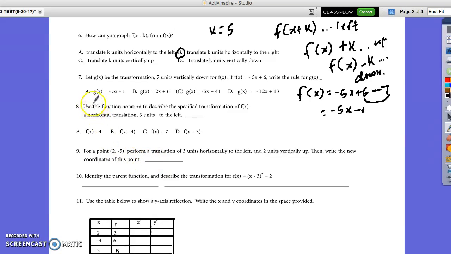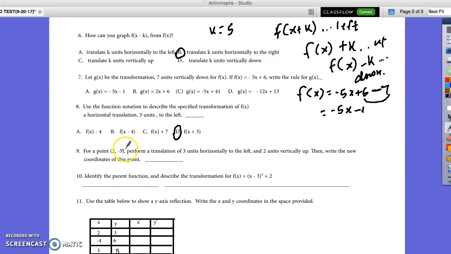How about number 8? Use the function notation to describe the specified transformation of f of x. Horizontal translation, 3 units to the left. 3 units to the left, would it be this? Or would it be this? Well, you said it. F of x plus 3. To the left or to the right is in parentheses, so it would be this one.